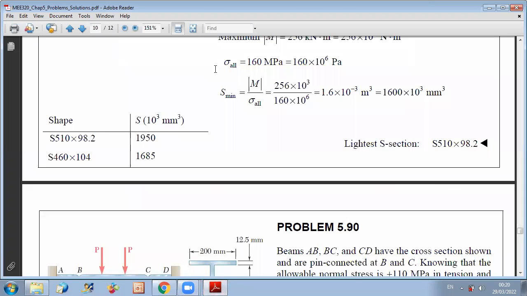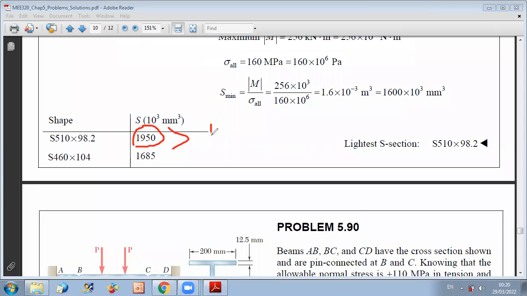So please pay attention in the selection. I don't have to be as close as possible to 1600. I just have to ensure that it's larger than 1600. The most important criterion then will be that the weight per unit length, or the mass per unit length, is as small as possible. Okay, of course, after satisfying this condition.